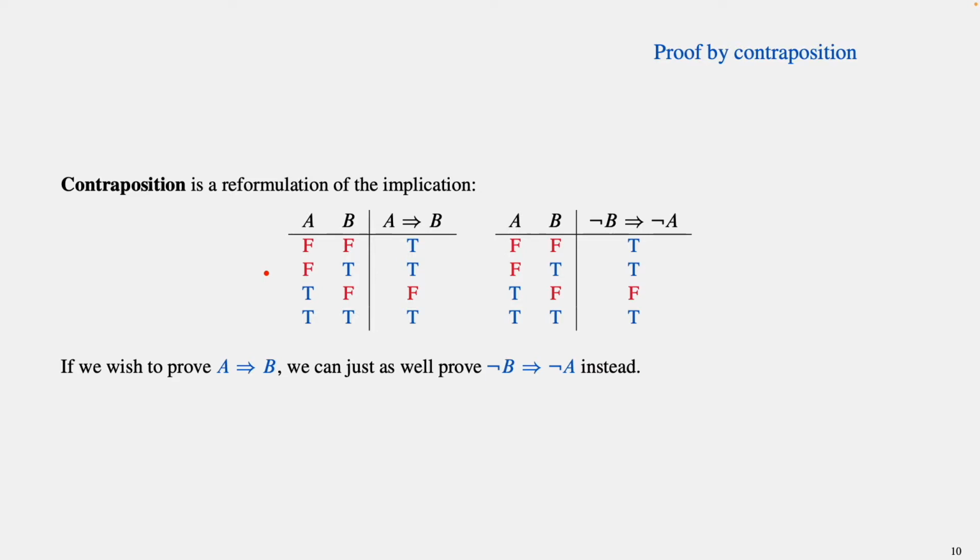So let's recall its truth table again for the implication A implies B. And we compare it to the following truth table. Not B implies not A, and we see that the truth tables are identical. So this means A implies B is equivalent to not B implies not A. And so instead of proving A implies B, we can just as well prove not B implies not A, which sometimes is actually easier.